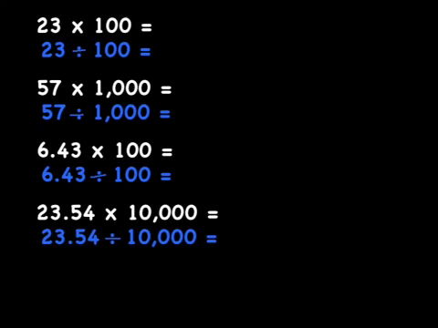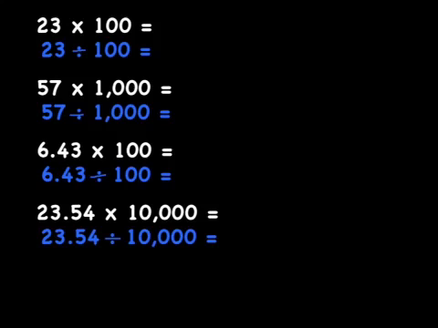Okay, I want you to try these. Notice that they are the same numbers or same factors, but they're opposite operations. One is multiplication, one is division. Remember, when you multiply, you're going to move your decimal to the right so that your number gets larger. When you divide, you move your decimal to the left so that the number gets smaller, and add zeros if you need to. Okay, so try these problems and then come back and I'll check them with you.